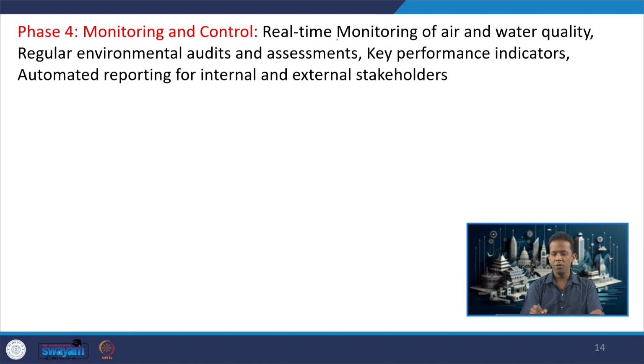Phase 4 includes real time monitoring of all the components of the environment, whether it is the air, water, soil quality, noise and all. Then regular environmental audits and assessments, the KPIs, the key performance indicators, which should highlight the environmental performance of the company, and the reporting in the form of documents or reports to the internal and external stakeholders to maintain or enhance the reputation and build trust amongst the stakeholders. So, these were the 4 phases distributed over the timeline of 18 months.